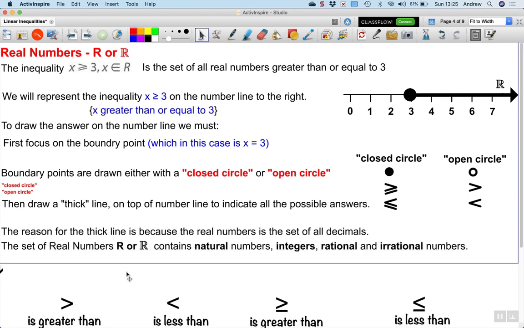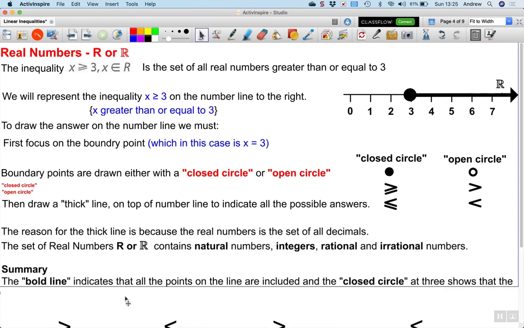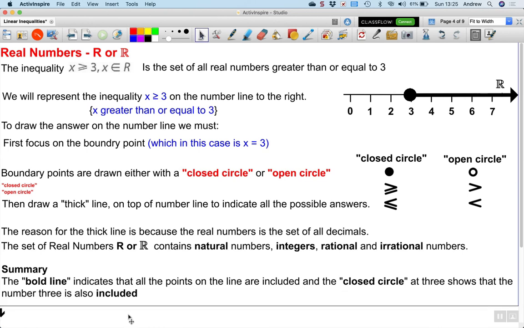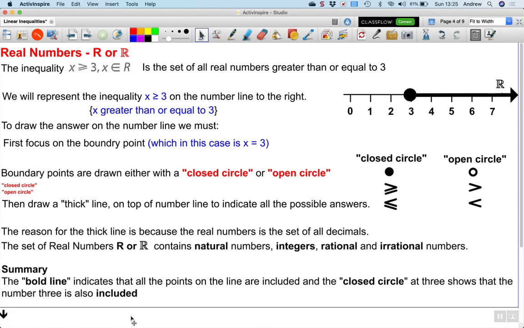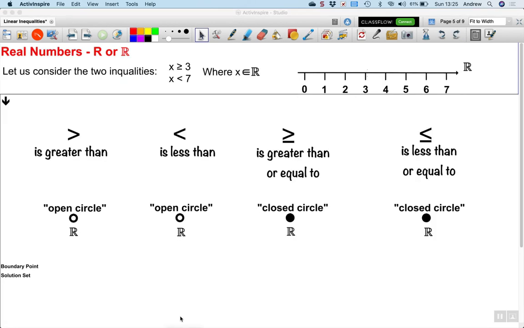The set of real numbers contains the natural numbers, the integers, the rational and irrational numbers. In summary, the bold line indicates that all the points on the line are included. The closed circle at 3 shows that the number 3 is also included in the answer. On this page, we're going to explore the open circle, closed circle scenarios a bit more closely.